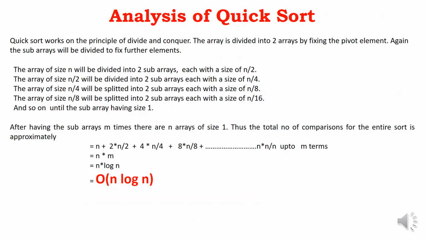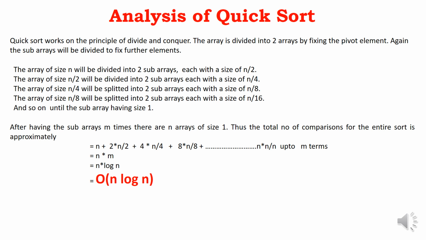Performance analysis of quicksort. Quicksort works on the principle of divide and conquer. The array is divided into two arrays by fixing the pivot element. Again, the subarrays will be divided to fix further elements. For example, an array of size n will be divided into two subarrays, each with a size of n by 2. Again, the array of size n by 2 will be divided into two subarrays, each with a size of n by 4, etc.